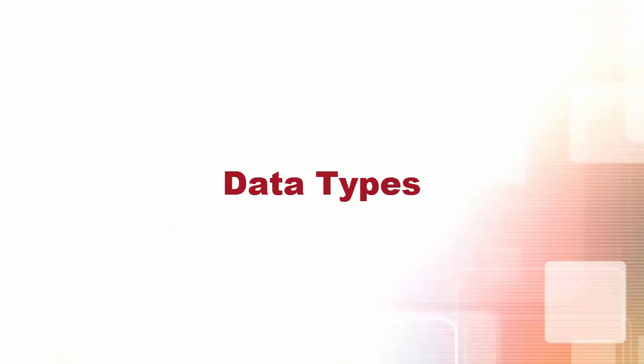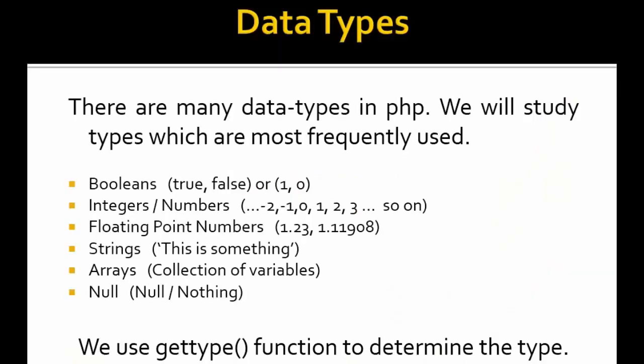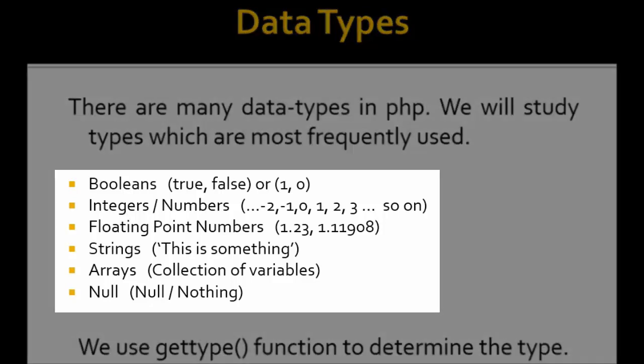If you Google or go to php.net, you'll find there are several data types in PHP. I'm sure if you try to accumulate all of the data types right now, you will get confused or maybe run away from learning PHP altogether. So don't bother to understand all of those. I'm going to teach you only those data types which are most frequently used. Here are the data types we'll study: booleans, integers, floating point numbers, strings, arrays, and null.